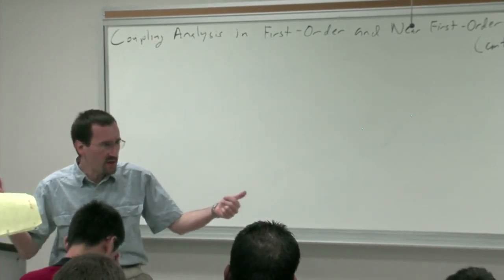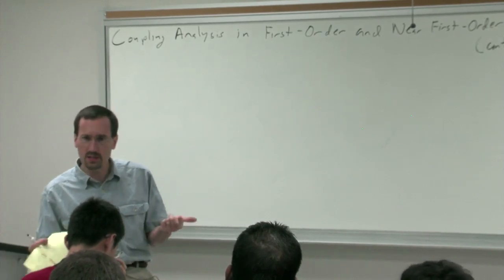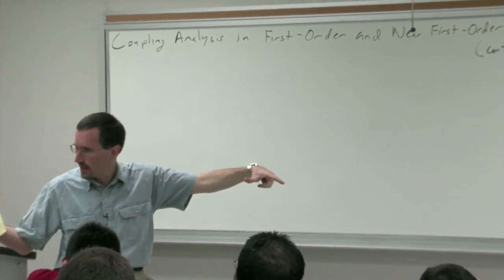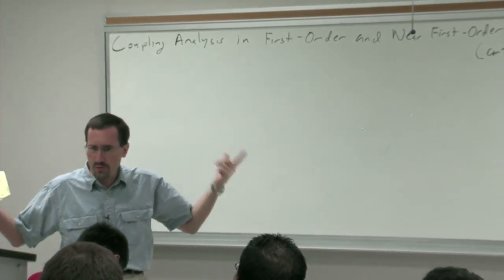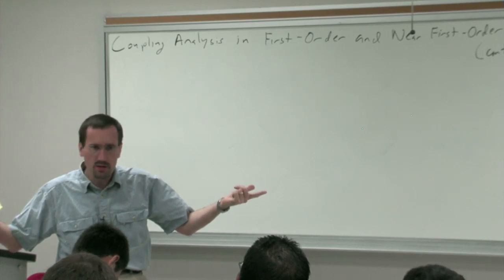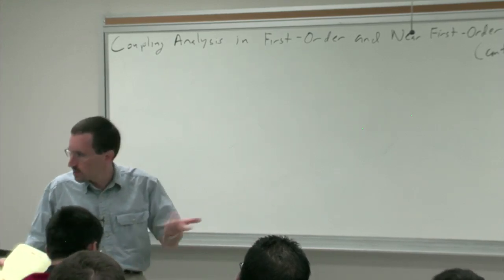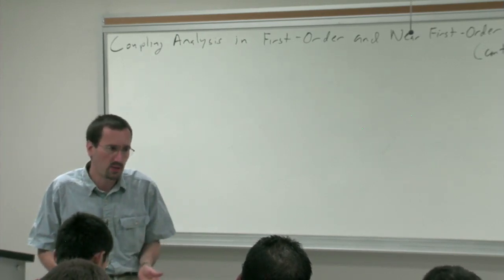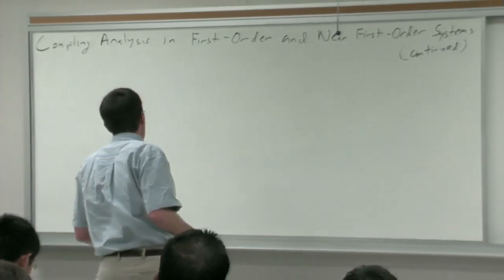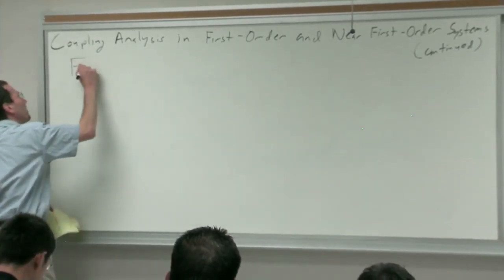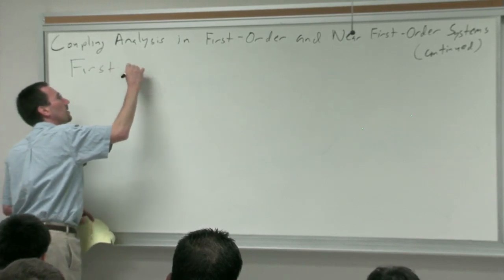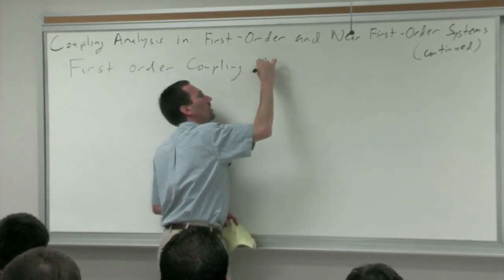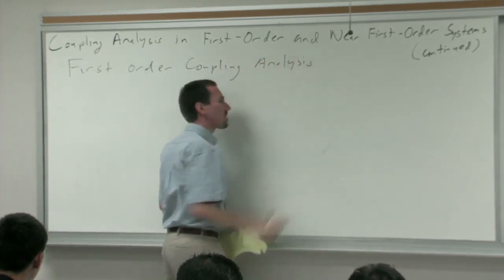As I said, if you have different types of protons, but the coupling constants are the same, so you have a proton that's coupled to a methine on one side and a methylene on the other side, and all three of those coupling constants are the same, no big deal. It's going to be a quartet. You'll see it as a quartet. You can analyze it as a quartet. You can call it a quartet, and that's great. But now we'll look at some first order coupling analysis where we have different coupling constants. And I'll start with a simple example.